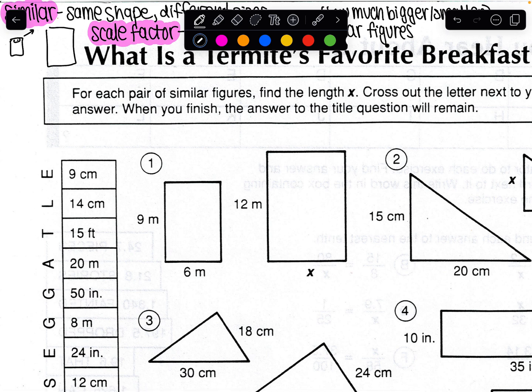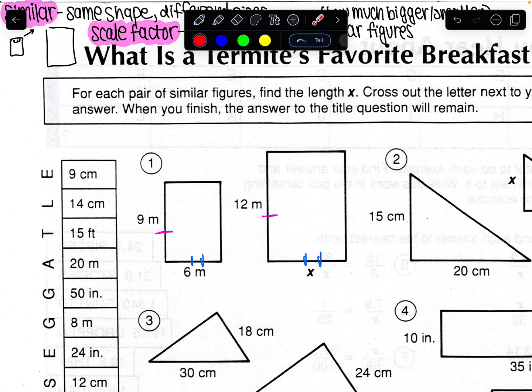For number one, I've got two similar figures. And you can just know off the bat that they are already similar. So you already know that these are going to be the same shape, different sizes. You're just trying to find what is the value of x. So here I've got 9 and 6, 12 and x. I know that this side is going to be similar to this side, and this side is going to be similar to this side. So, like I said, there's two ways that we could do this.